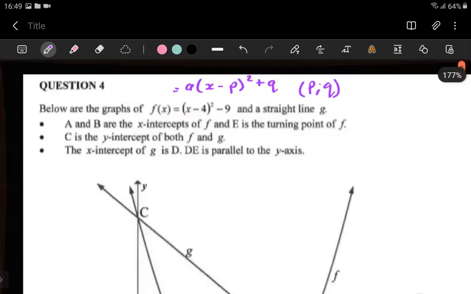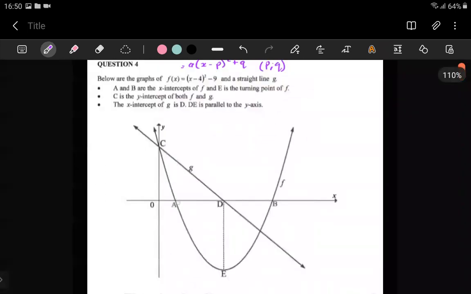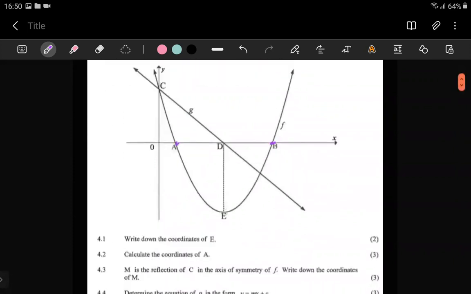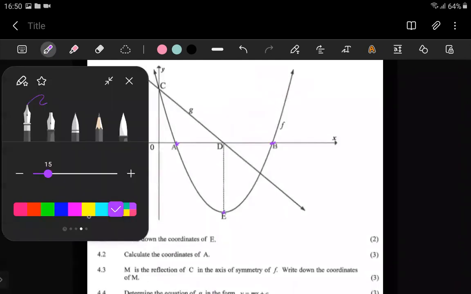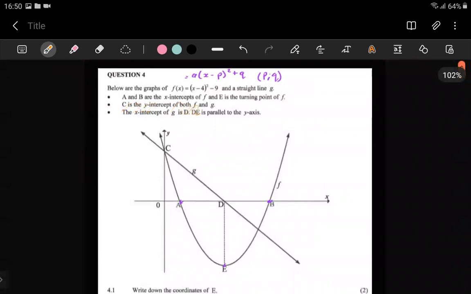And then it says here, we also have a straight line, which is G. We don't have the equation of that. And then they said A and B are the x-intercepts. So where's A and B? There's A over there, B over here. They are the x-intercepts of F. And then they said E is the turning point of F. There's E down there. And then it says here C is the y-intercept of both F and G. So you have C up there. Perfect. And then it says here the x-intercept of G is D. So you have an x-intercept over there, which is D. And then they said here DE is parallel to the y-axis.